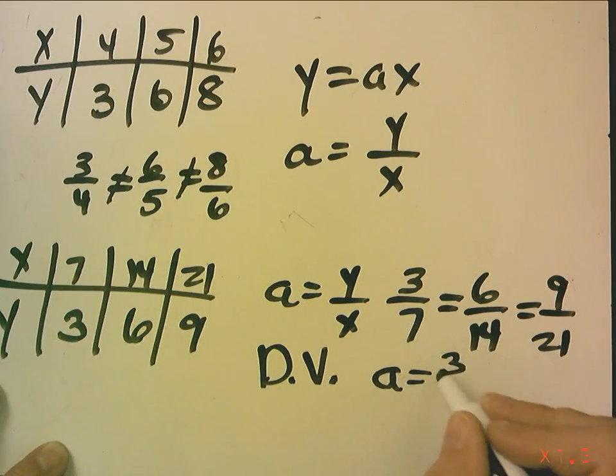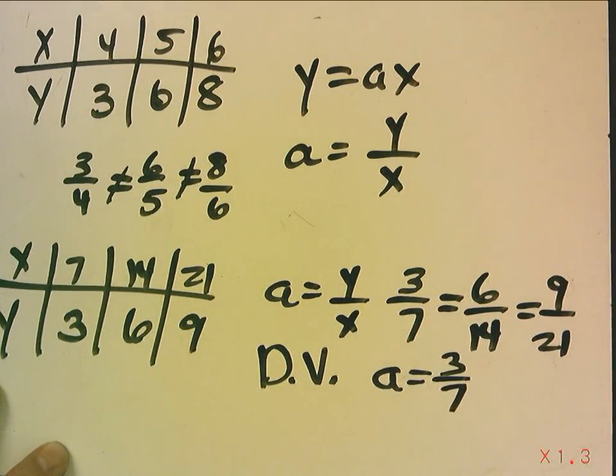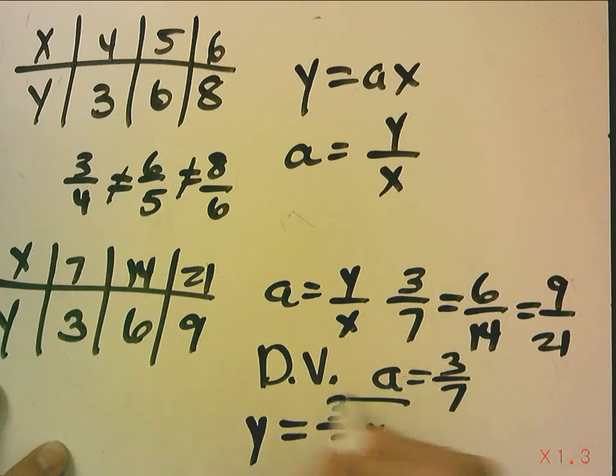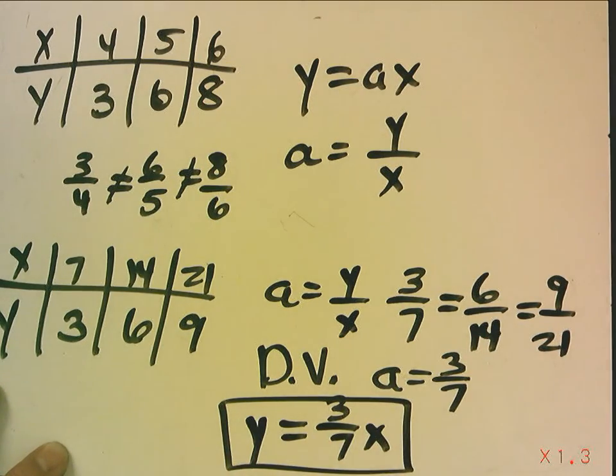a equals 3/7. But we know that's not the direct variation equation, because to be a direct variation equation you have to relate x and y. So this would be your direct variation equation: y equals 3/7 x.